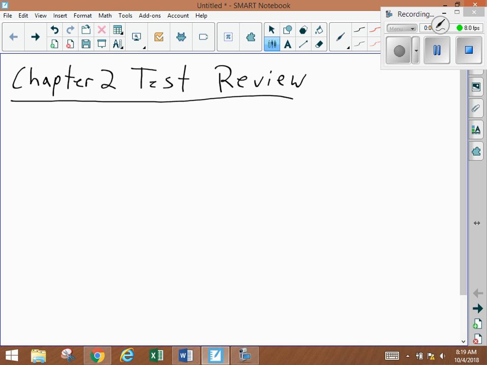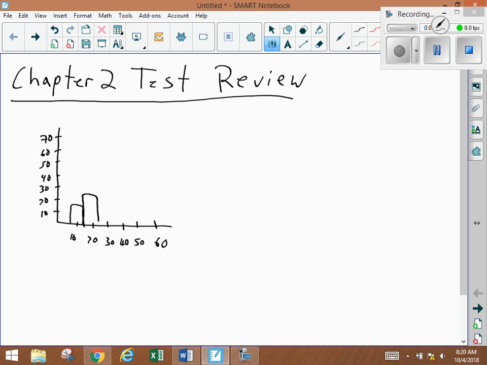Alright. So hey, if I had a histogram with some frequencies, let's say we went 10, 20, 30, 40, 50, 60, 70, and gosh, we were at 10, 20, 30, 40, 50, 60, right? And gosh, it looks something like this.